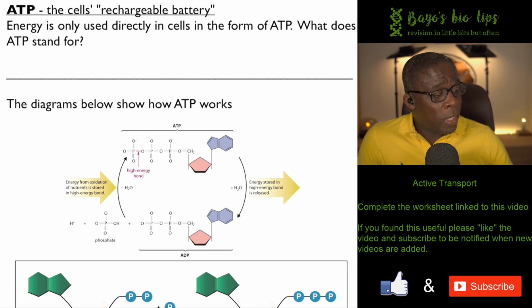So let's find out what ATP actually stands for. ATP is just an acronym. It's a way to shorten a longer name. And so ATP stands for adenosine, that's the A, triphosphate.